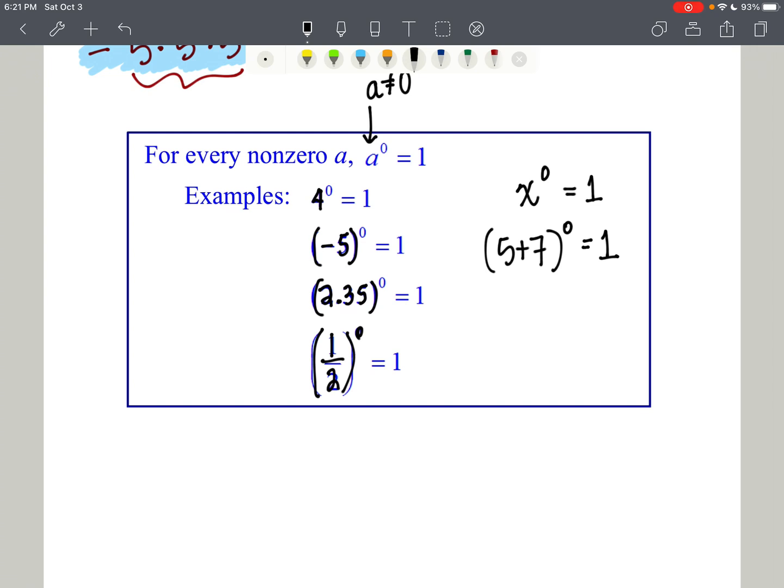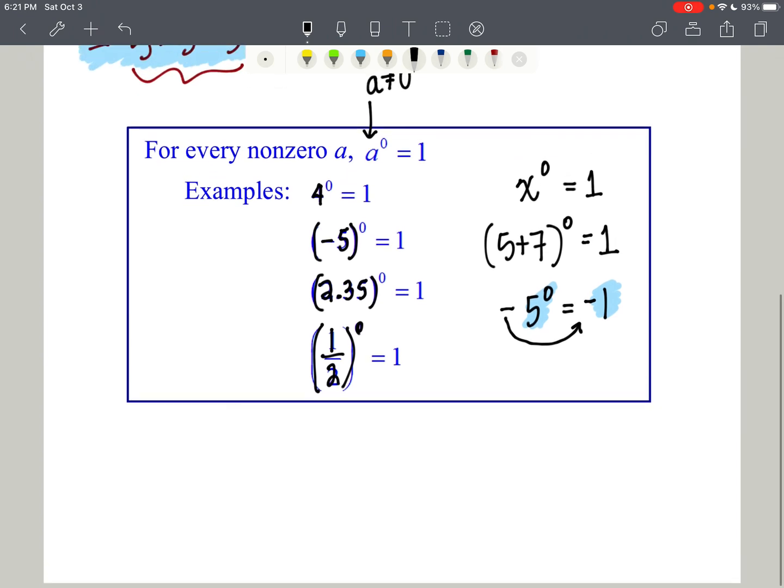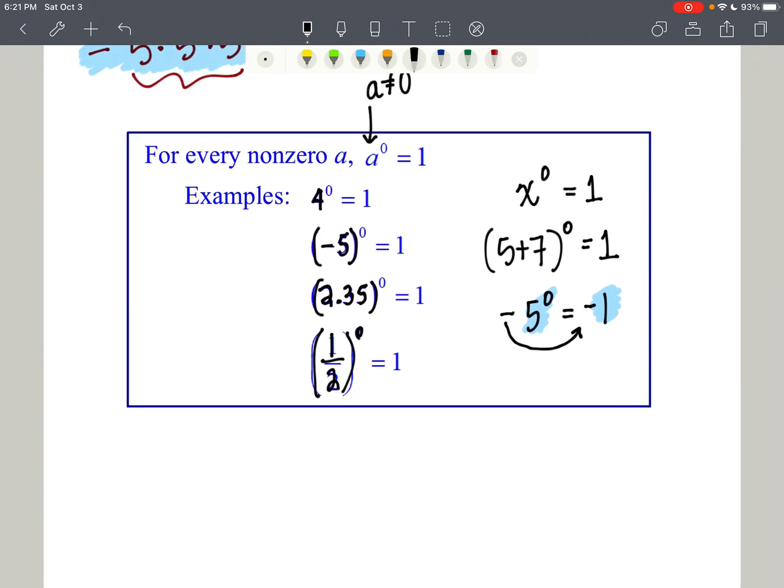If I have negative 5 raised to the 0 power, the 5 raised to the 0 power is 1, but this negative remains because it is not part of the exponent. That's an important concept for you to make sure you understand. Make sure you understand that. That's a very common mistake to make.